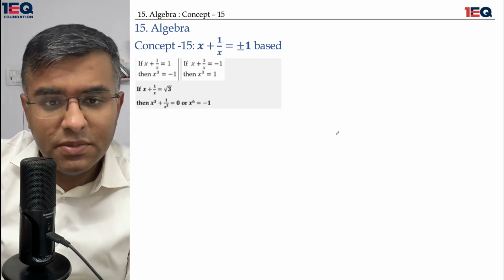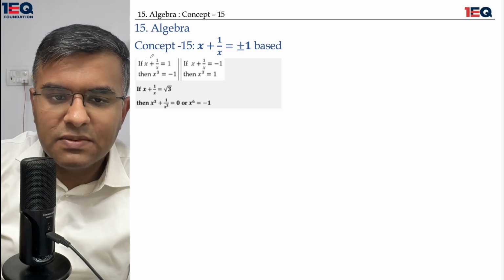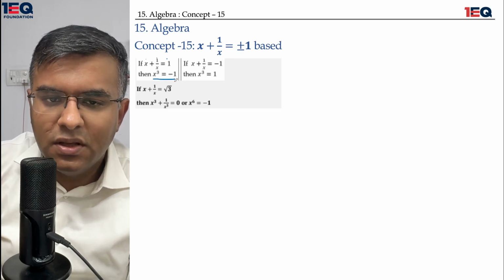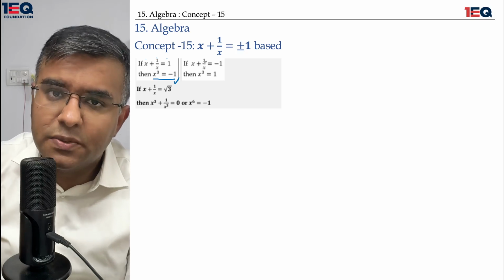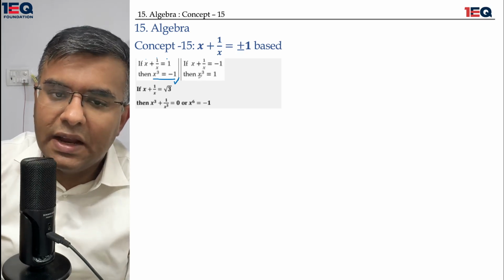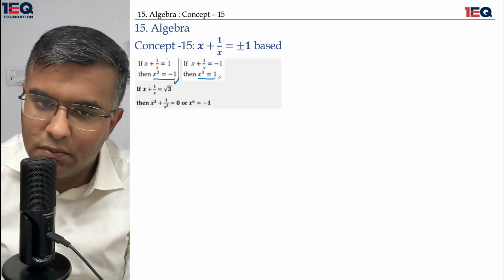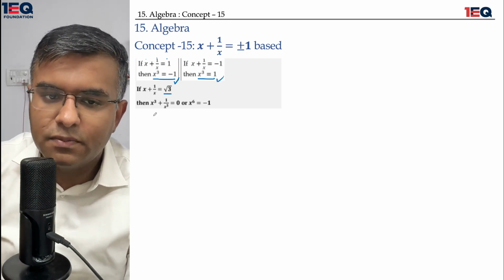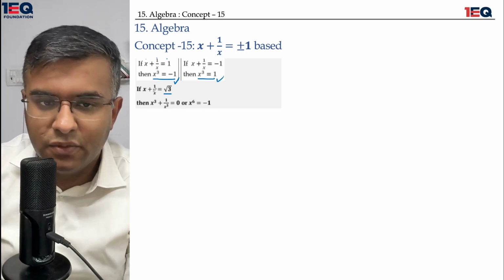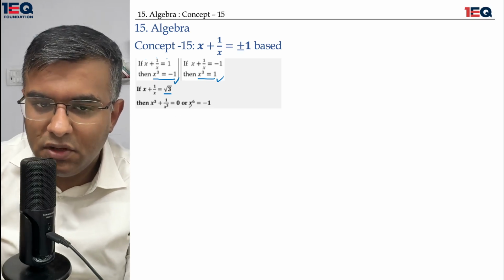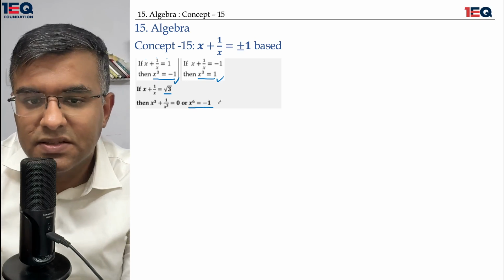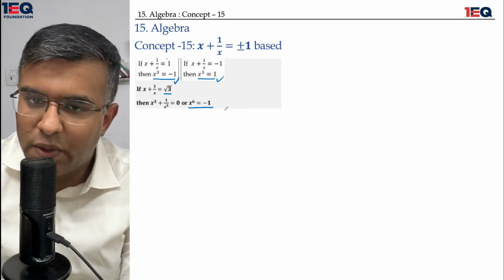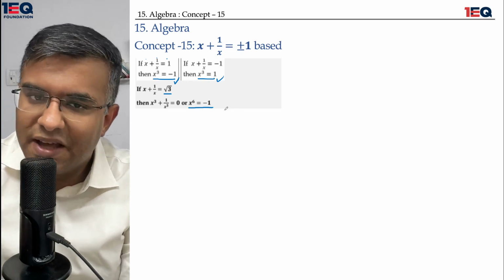Okay, so there can be situations when we get that x plus 1 by x is equal to 1. In that situation, the value of x cube comes out to be minus 1. And there can be situations when x plus 1 by x is equal to minus 1. At that time, x cube becomes equal to 1. Okay, you have to remember that. Then, talking about x plus 1 by x being equal to root 3, at that time, if you expand it, you'll reach a point where you can say that x raised to the power 6 is equal to minus 1. Okay, remember these rules. We'll be using them directly in the questions.